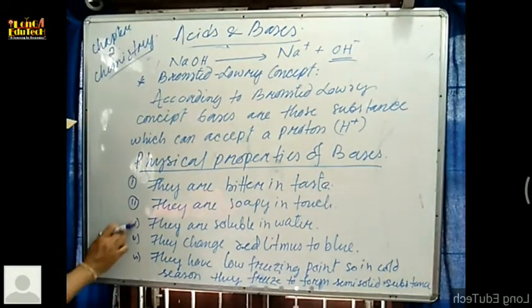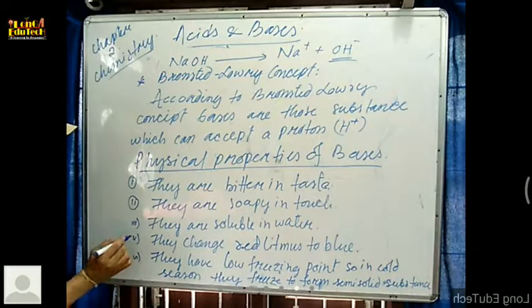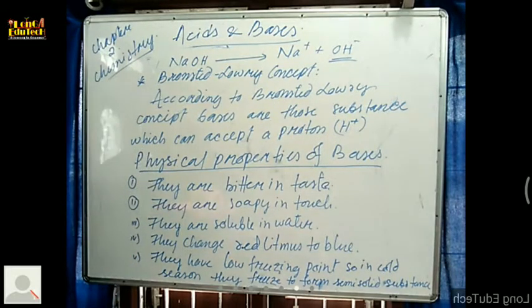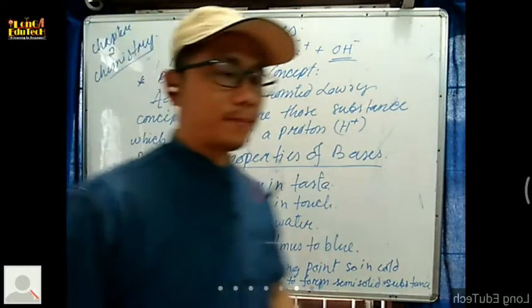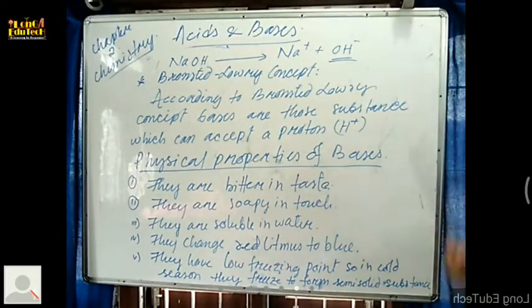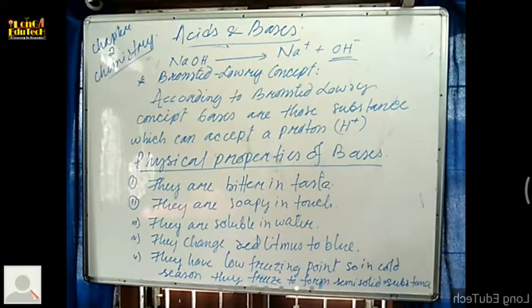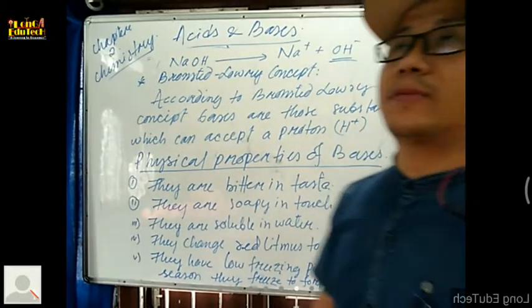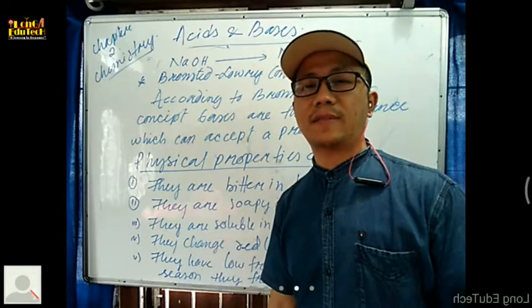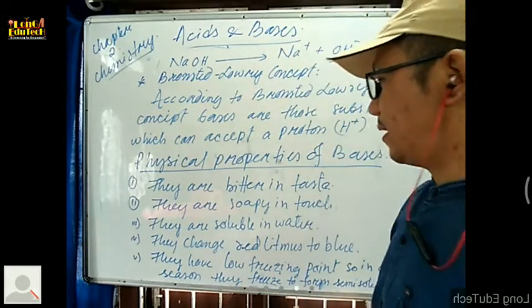Oh, it changed, number 3 then. It's number 4 and number 5. Yes. This is number 1, 2, 3, 4. Okay, so the mistake is in the numbering, no problem. Bitter in taste, soapy in taste, soluble in water, they change the red litmus to blue, and they have a low freezing point. So in the cold season or cold weather, they freeze to form a semi-solid substance. And that semi-solid substance we can call a slag.